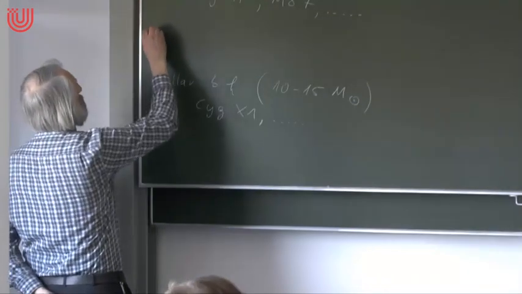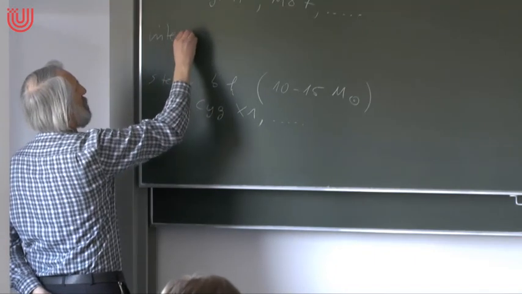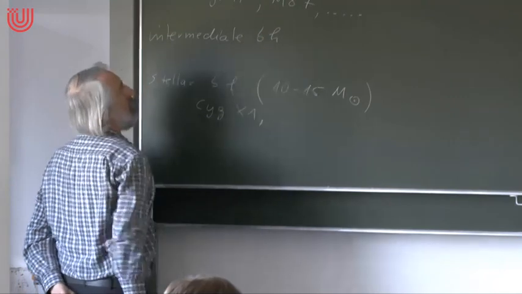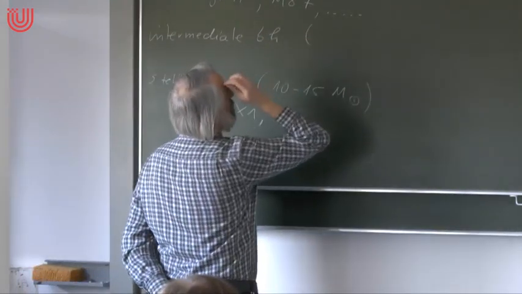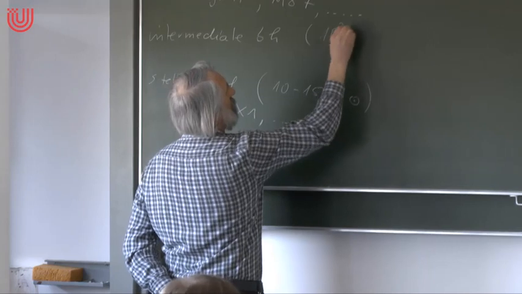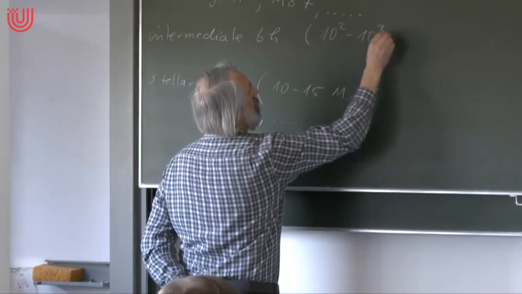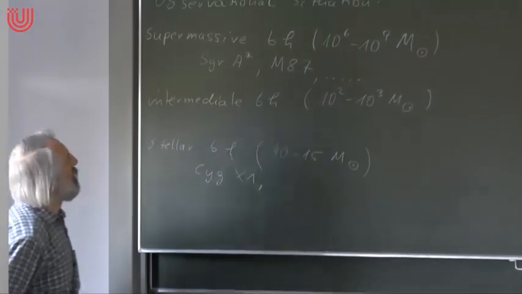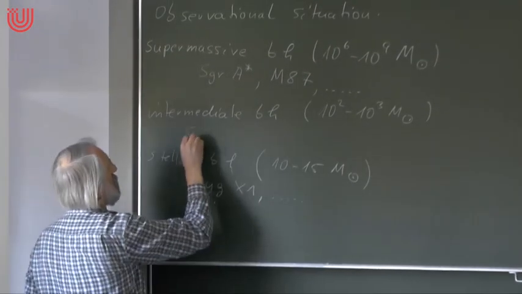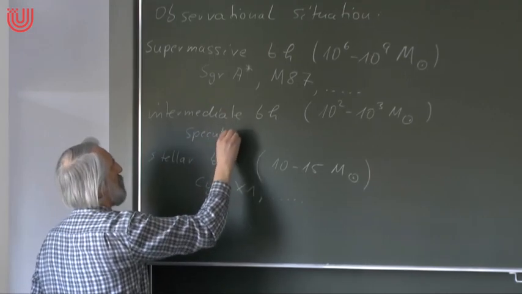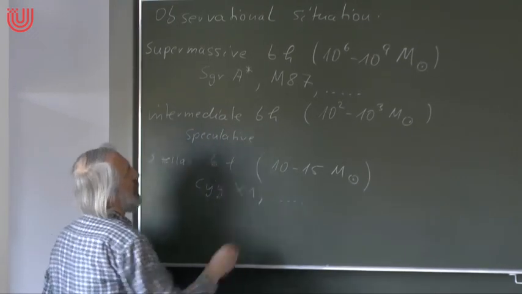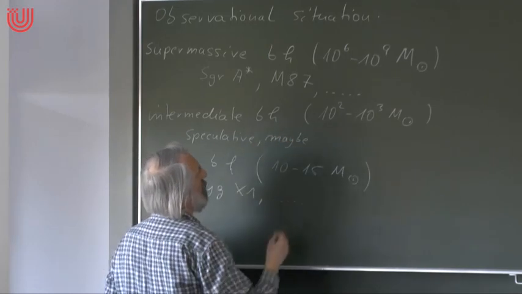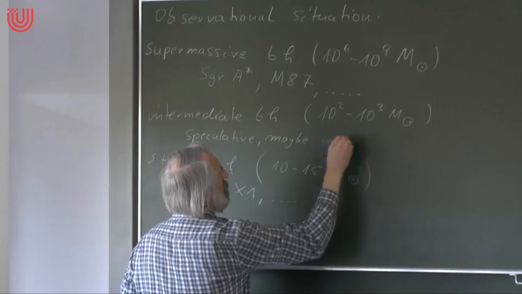And then there are more speculative ones. Here are the so-called intermediate black holes. So this would be something like hundreds or thousands of solar masses, in between these two classes. And they are speculative. We have no really good evidence that they exist. But some people speculate that they are maybe in globular clusters.